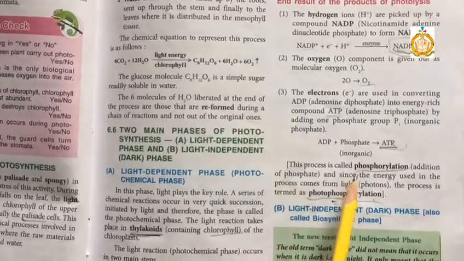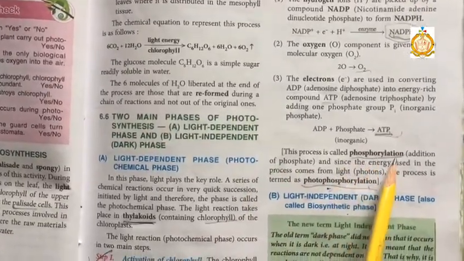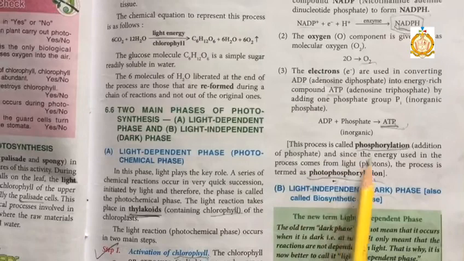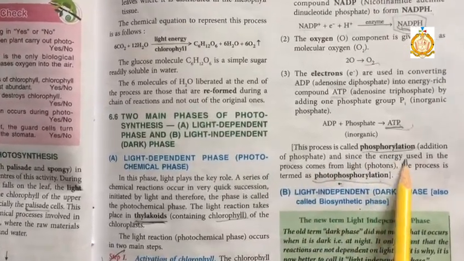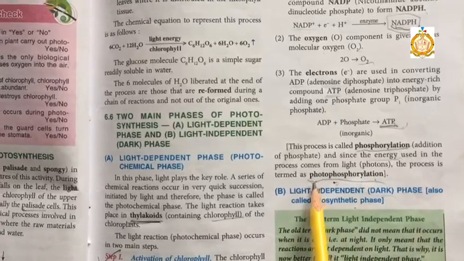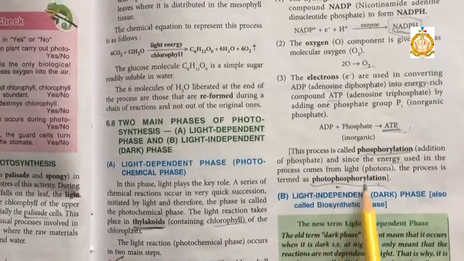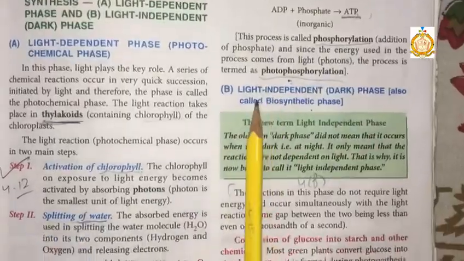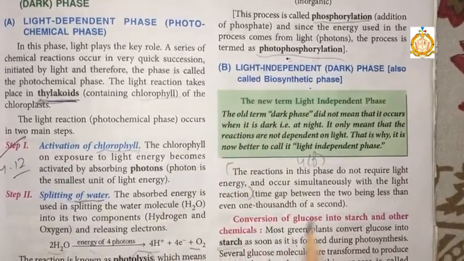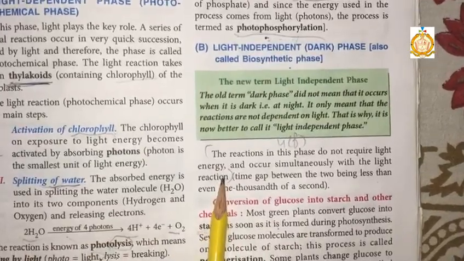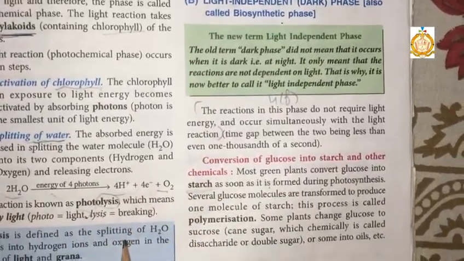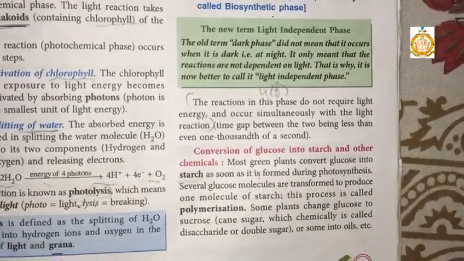And this process is known as phosphorylation, and because this process happens due to the use of electron energy, it is known as photophosphorylation. Next process is the light independent phase, or dark phase. In this process, the conversion of glucose into starch takes place.